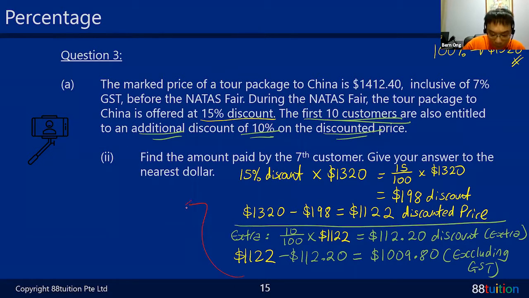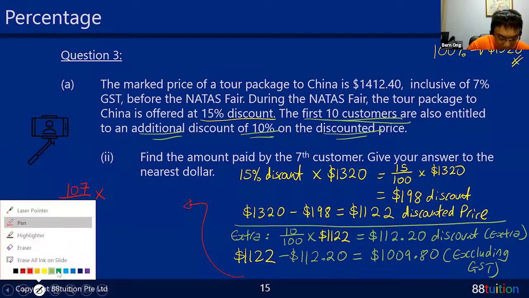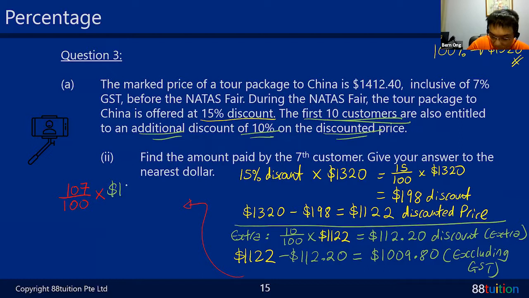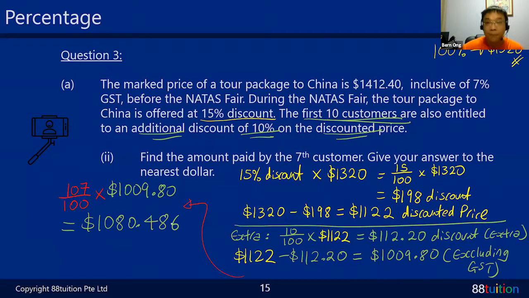How do you do it? Some of you say, "Hey, just take 107% faster." Okay, let's do that. So 107 over 100 times $1,009.80. This will immediately give you your price with the GST. It's a faster method, and that will give you 1080.486. Can you see that?